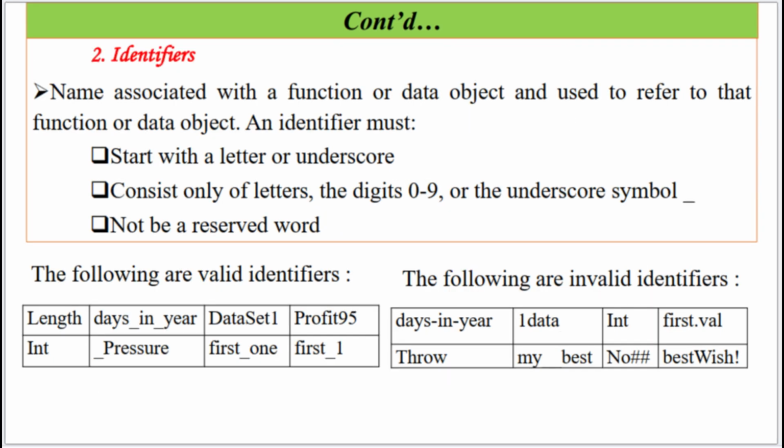2. Identifiers: a name associated with a function or data object, used to refer to that function or data object. An identifier must start with a letter or underscore, consist of letters, the digits 0-9, or the symbol _, and not be a reserved word. The following are valid identifiers: length, days_in_year, DataSet1, Profit95, Int_Pressure, first_one, first_val. The following are invalid identifiers: 1days_in_year, data-int, first.val, throw, my-best, no#, best wish.